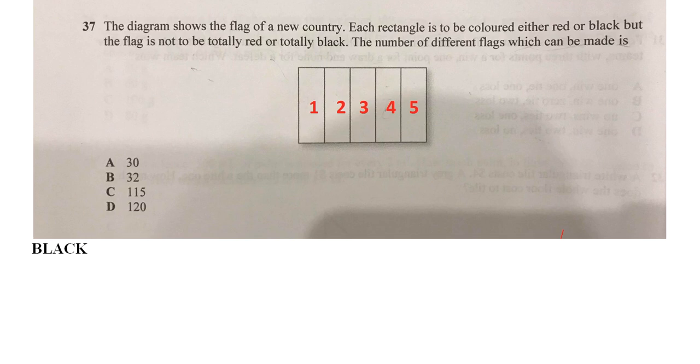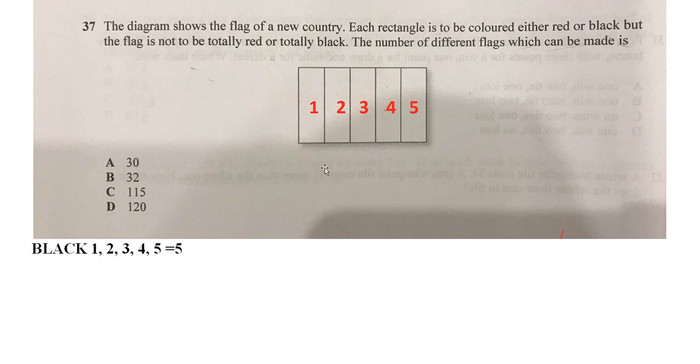We'll start off by just changing the colour of one of the smaller rectangles to black, and we'll keep track of that. So we'll change number 1 to black, keep all of the rest red, change number 2 to black, all of the others red, change 3 to black, all the others red, change 4 to black, all the others red, and so on. That gives us a total of 5 flags where one of the small rectangles is black.